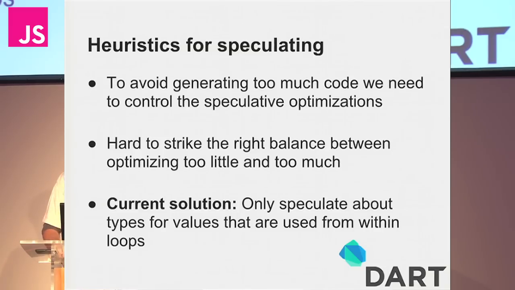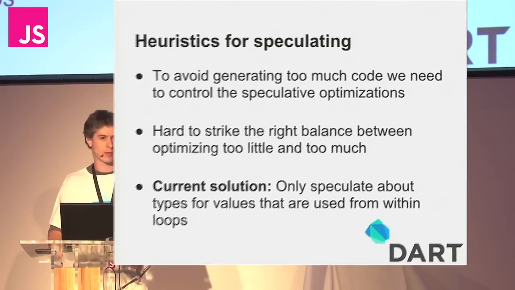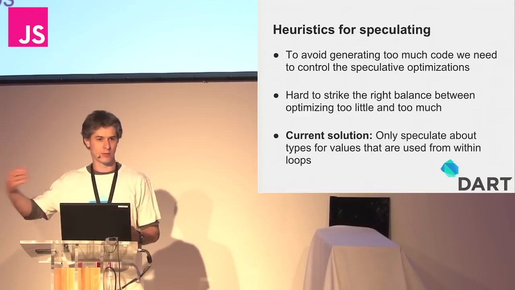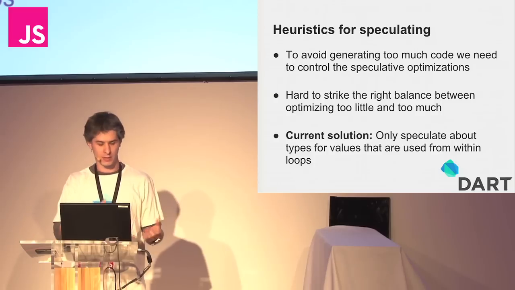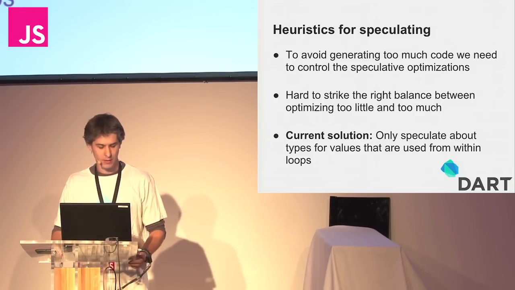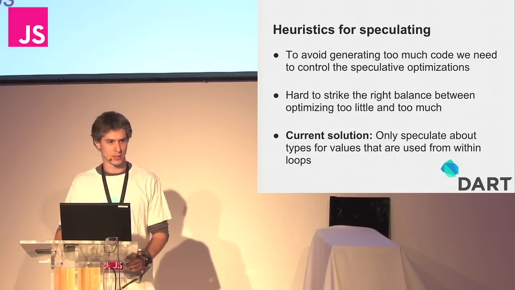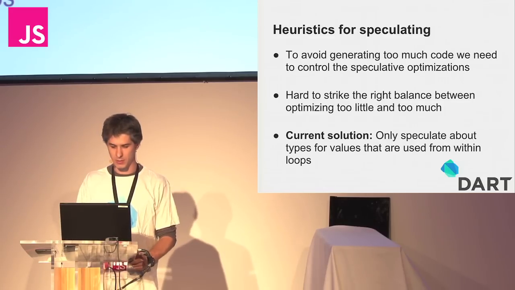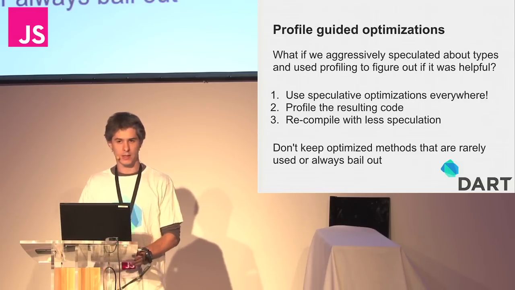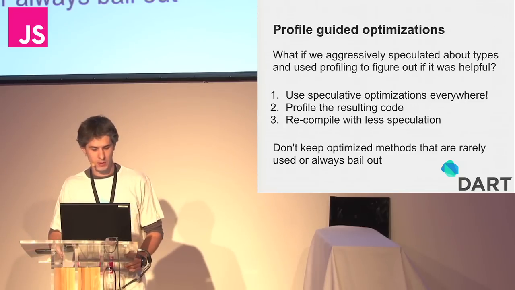So we have some heuristics for when we want to speculate, and it's difficult to see when and how you need to do that. Currently, we just basically say if you're using something from inside a loop, and ideally transitively from inside a loop. So if you call a function from inside a loop, you will also optimize that function speculatively. Then we do speculative optimizations. If, however, it's just a function somewhere, we don't care. We keep the interceptors.